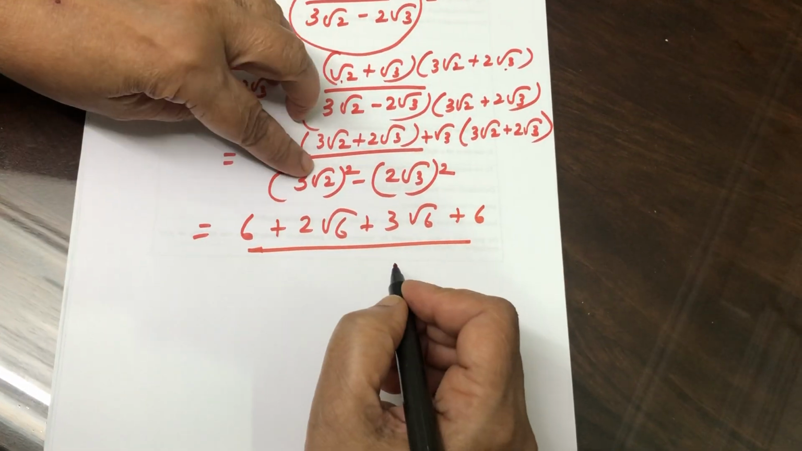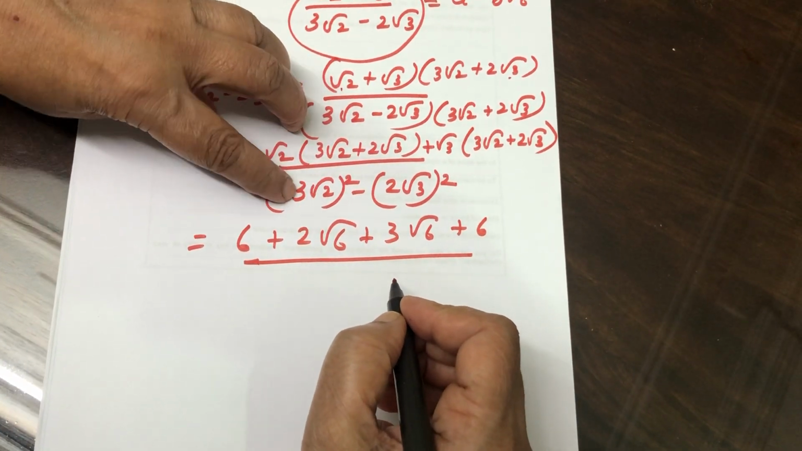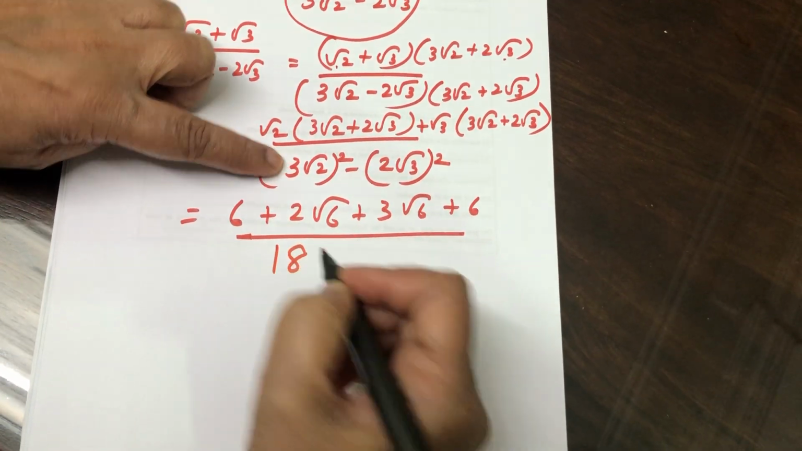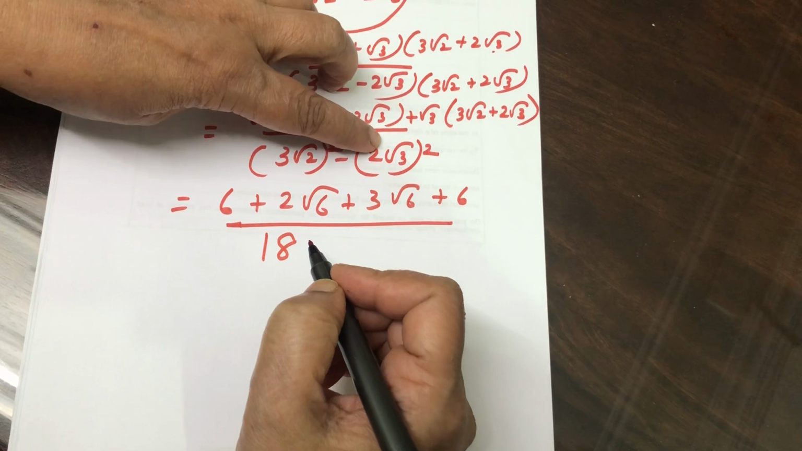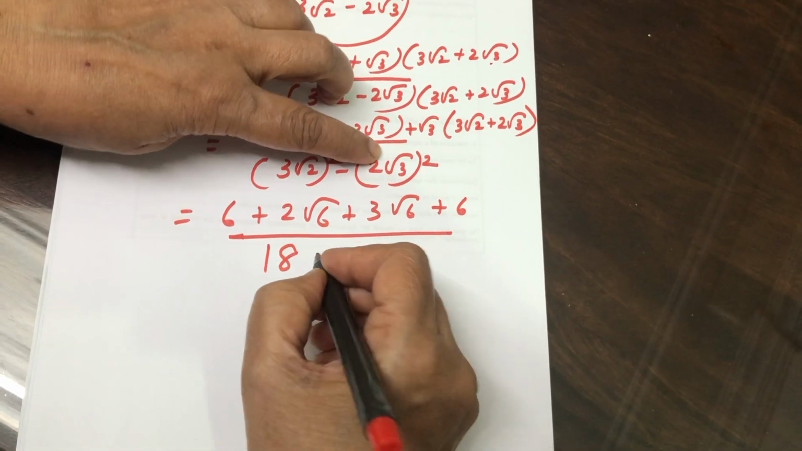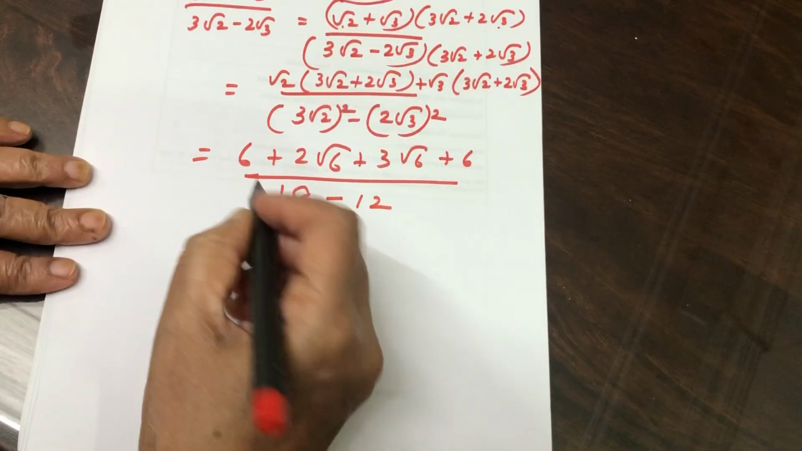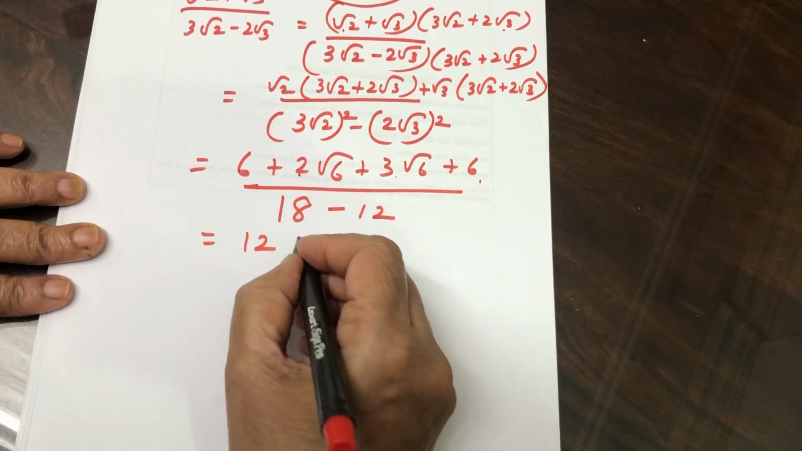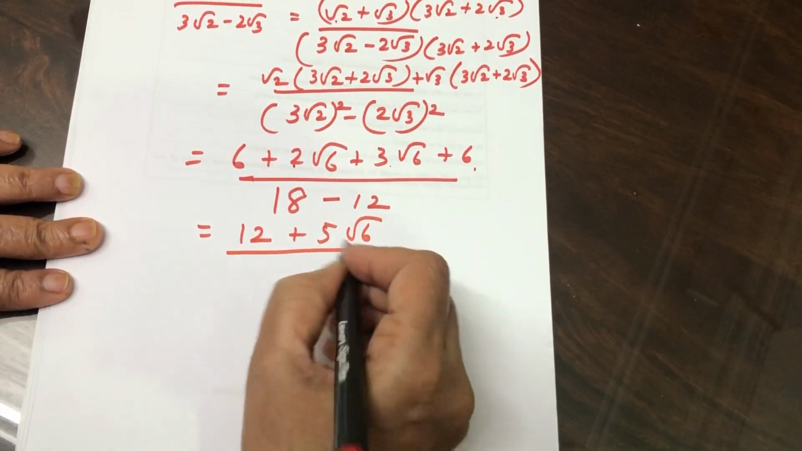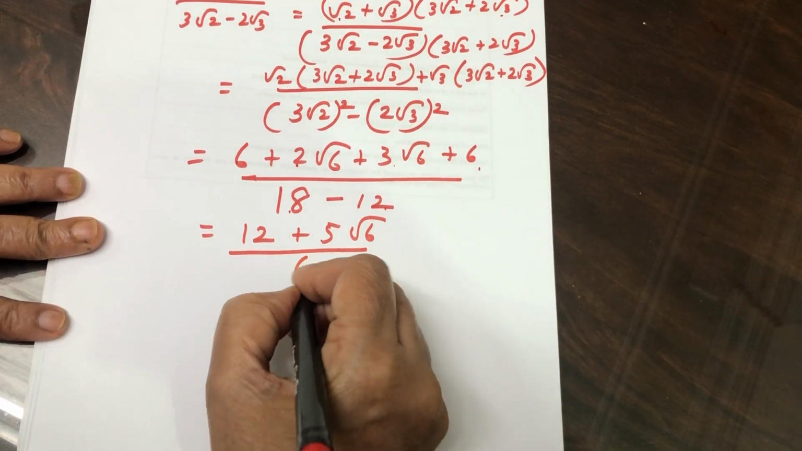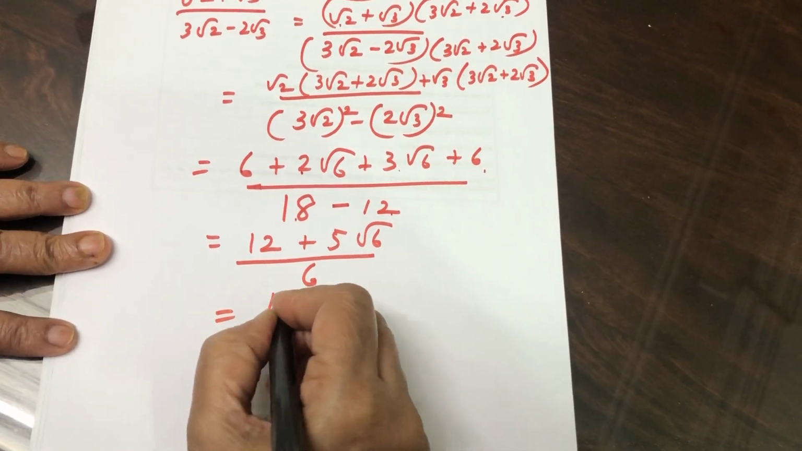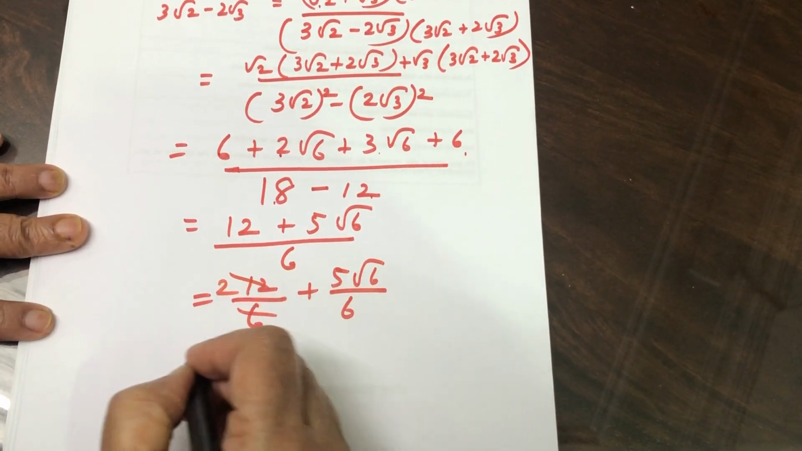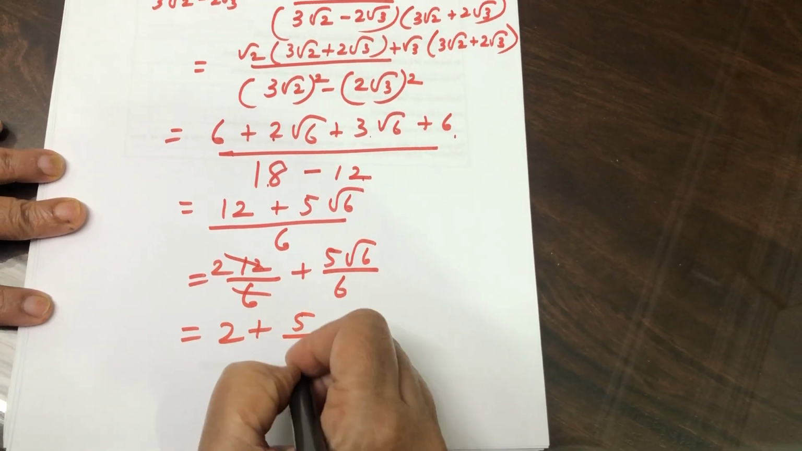The whole by 3 root 2 into 3 root 2: 3 3s are 9, root 2 into root 2 is 2, 9 2s are 18. 2 root 3 into 2 root 3: 2 2s are 4, root 3 into root 3 is 3, 4 3s are 12. 6 plus 6 is 12. 2 root 6 plus 3 root 6 is 5 root 6. Divided by 18 minus 12 is 6. This is 12 by 6 plus 5 root 6 by 6. This can be cancelled. So it is 2 plus 5 by 6 root 6.